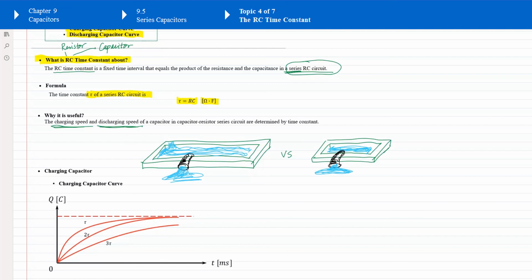The resistor in the circuit also plays an important role in terms of the capacitor's charging speed. For example, let's say we have a big resistor in the circuit. Less current flows in the circuit. With little current, it takes more time to charge the capacitor. For a smaller resistance in the circuit, more current flows, so it charges or discharges the capacitor faster.